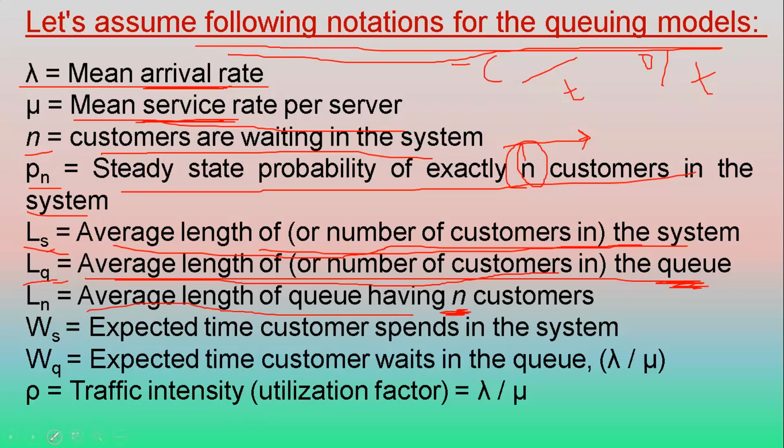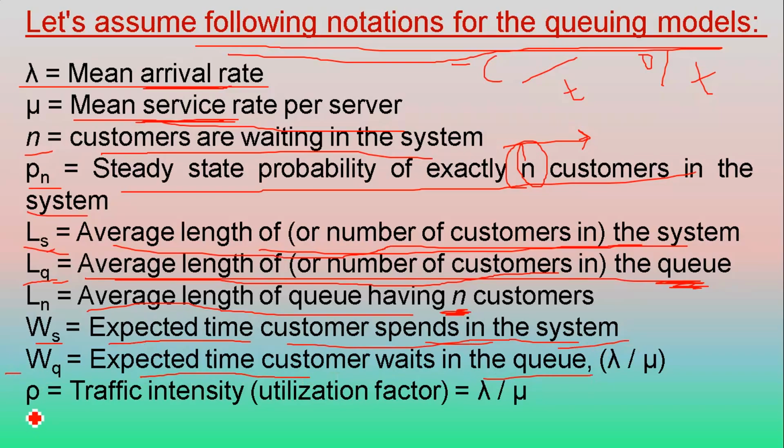Then Ws, what is Ws? That is nothing but expected time a customer spends in the system. Ws indicates the time, right? So that is the expected time the customer is spending in the system. And Wq is expected time the customer waits in the queue, right? W is waiting time, Wq is waiting in the queue, and the expected time the customer spends in the whole system is Ws, right?